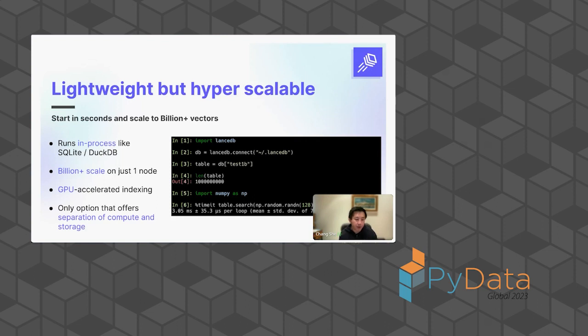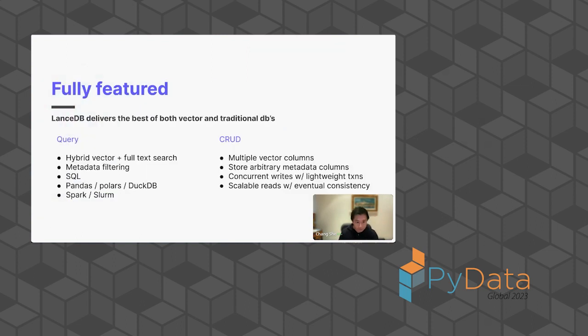And it's the only option that offers separation of compute and storage. And we'll see why that matters in a little bit. LanceDB is also really full-featured. It's an open source vector database that delivers both hybrid vector and full text searches, metadata filtering, SQL.